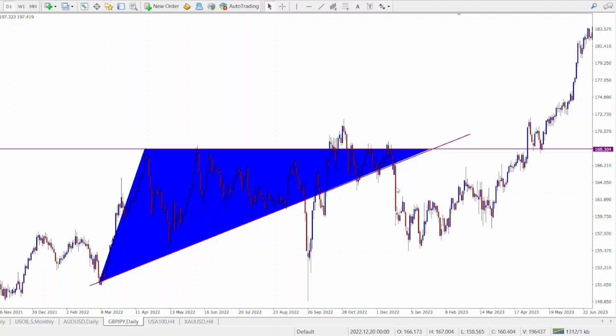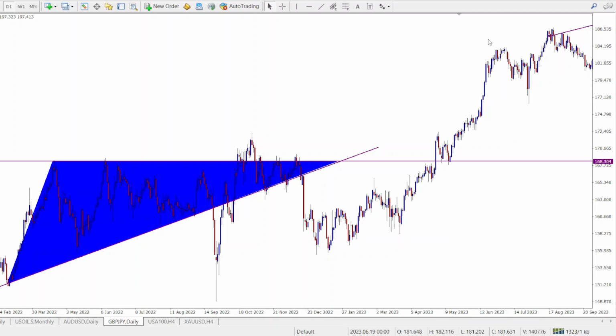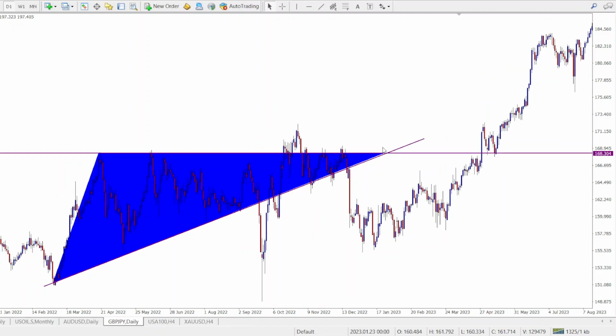So we had another breakout here. You can see it was a bearish breakout, right? Before eventually we had price rallying up. But most of the times, the ascending triangle pattern shows that there is increasing buying interest. That is the reason why the chances of a bullish breakout are usually quite high. But it doesn't mean that there's always going to be a bullish breakout.